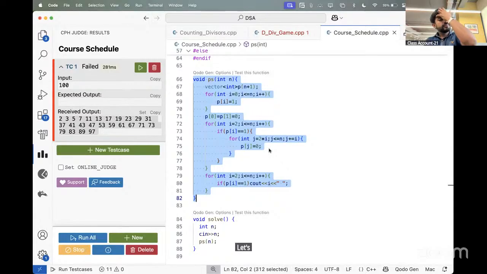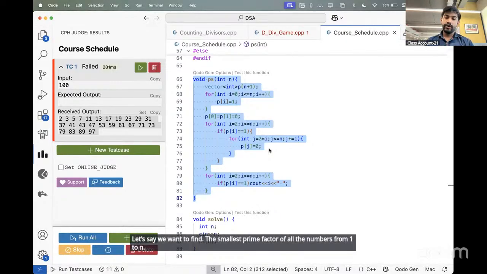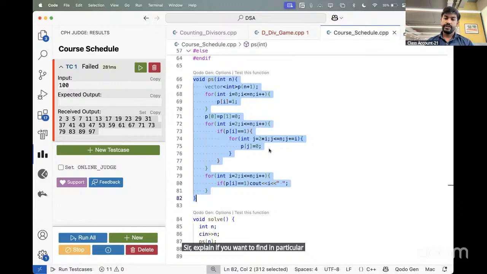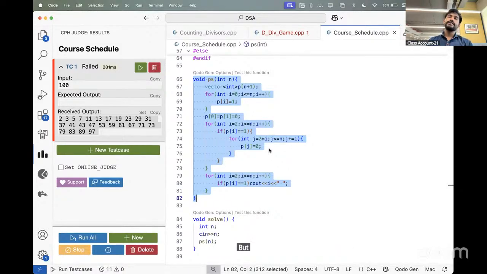Now, let's say we want to find the smallest prime factor of all the numbers from 1 to n. Sir, explain if you want to find in a particular range. If you want to find in a particular range, not just from 1 to n, then you need to use segmented sieve. But segmented sieve is not a beginner topic.